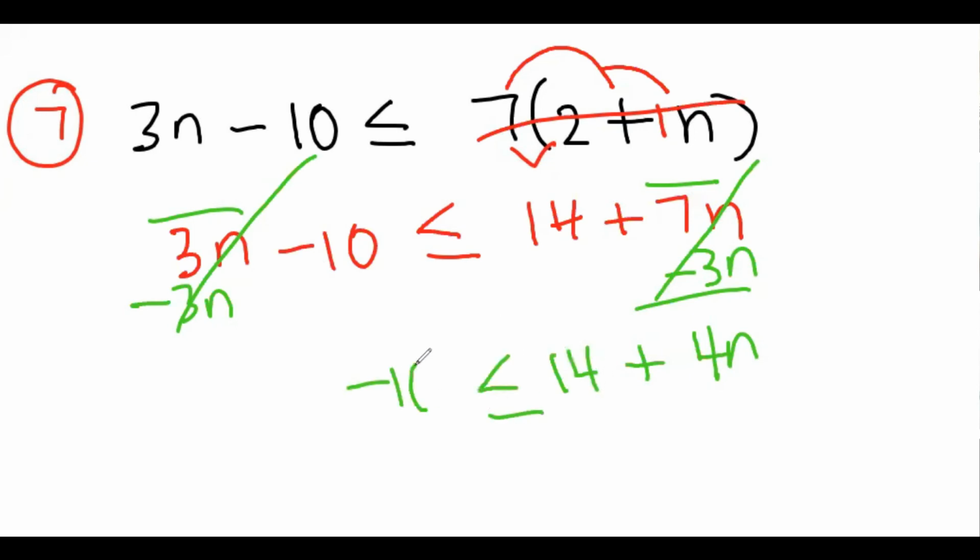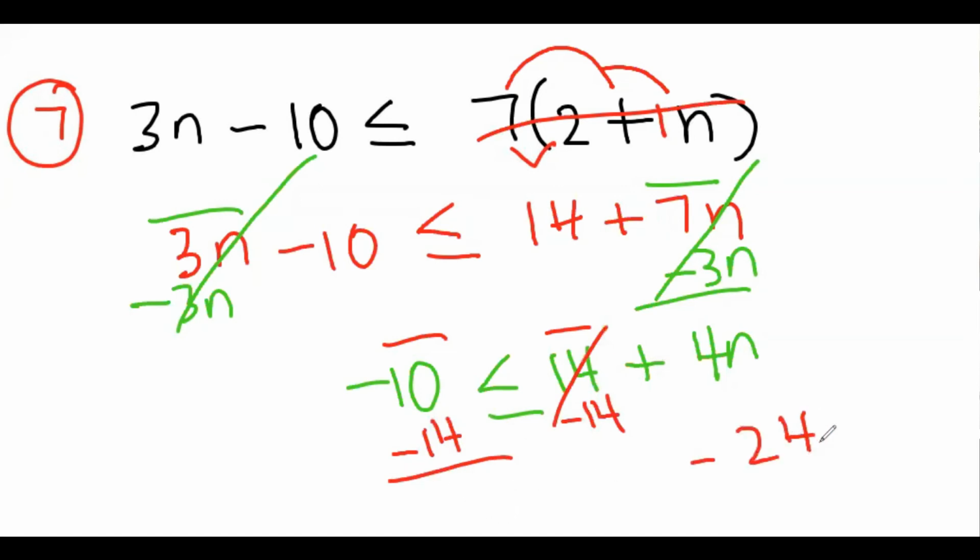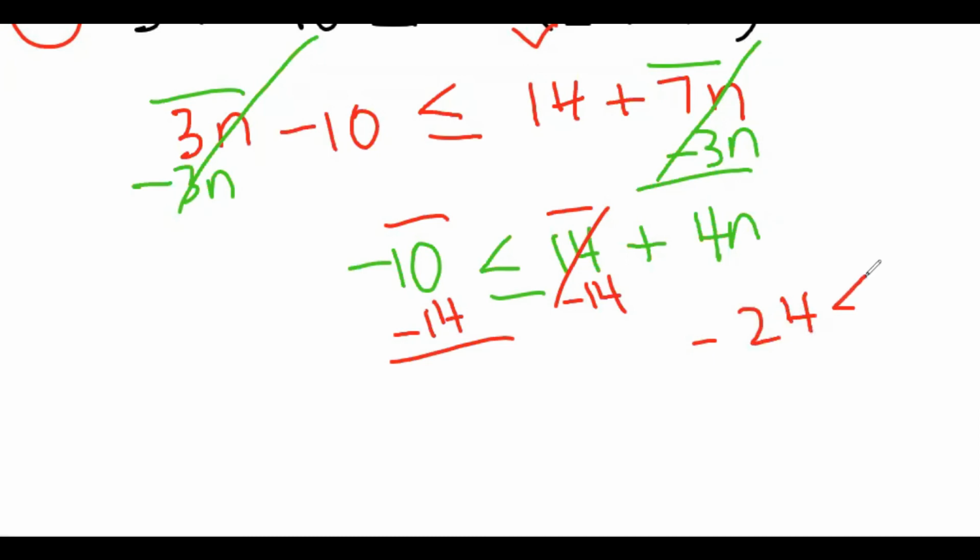Then we have -10. Now at this point, we have a variable on one side. And remember our rule, we have a variable on one side. The other two are like terms. We need to move one of those. And obviously the 14 is the one we're going to be moving. Make that -14. Cross this out. Now we have -24. And then we have less than or equal to, and then 4n.